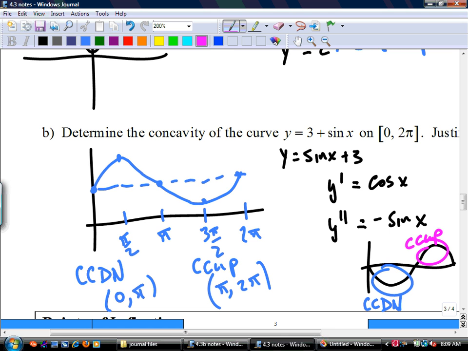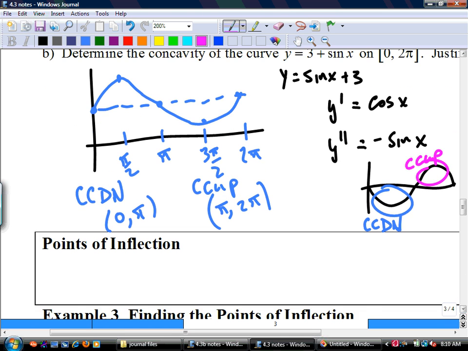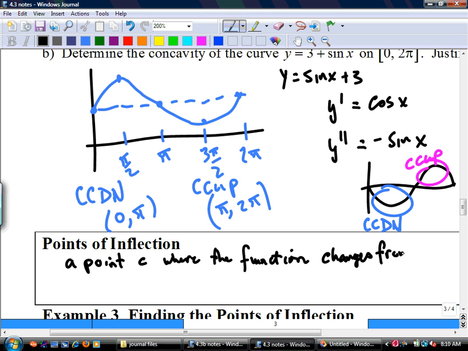Points of inflection. Let me guess. 0, pi, 2 pi are inflection points on the graph above. Can anybody tell me what a point of inflection is? So, a point C where the function changes from concave up to concave down.